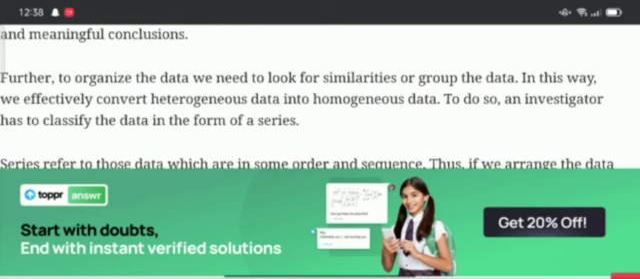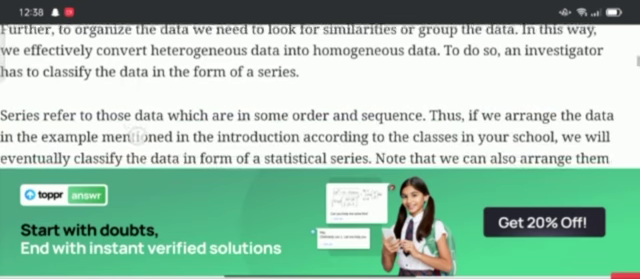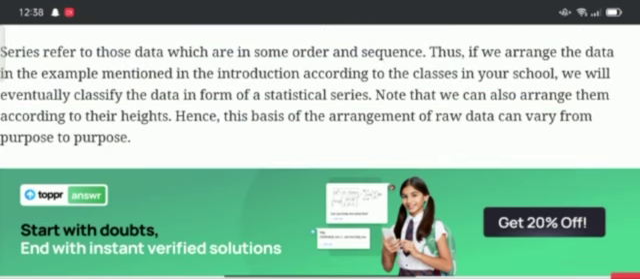Further, to organize the data, we need to look for similarities or group the data. In this way, we effectively convert heterogeneous data into homogeneous data. To do so, an investigator has to classify the data in the form of a series. Series refer to those data which are in some order and sequence.